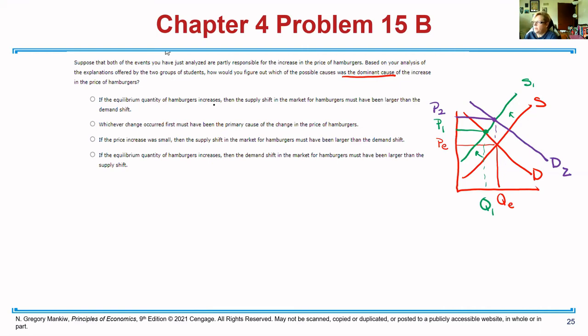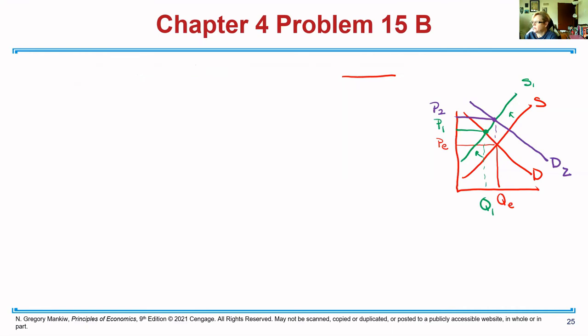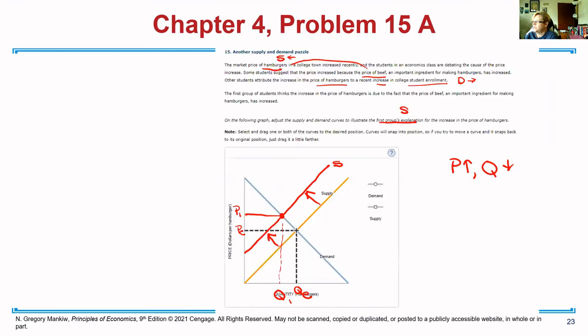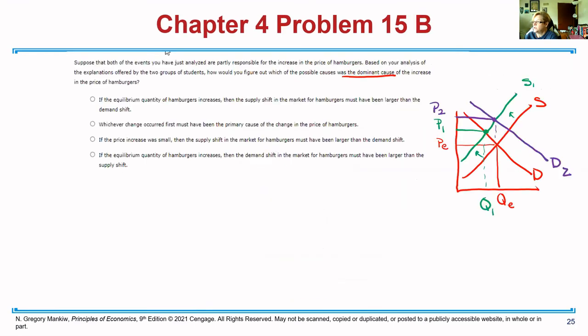If the equilibrium quantity of hamburgers increased, then the supply shift in the market for hamburgers must have been larger than the demand shift. Okay, well, let's go back and analyze that. Quantity increased on the demand side, right? So if the quantity increased, then the supply shift for hamburgers must have been larger? No, that would have made the equilibrium quantity go down. So that's not the right answer.